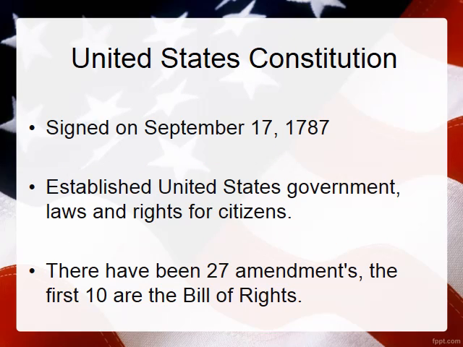Public administration really stems from the United States Constitution and the idea of federalism, which established the three branches of government. The United States Constitution was signed on September the 17th of 1787. It established the United States government and federalism. It established laws and the rights for citizens. Since then, there have been 27 amendments, the first 10 of those known as the Bill of Rights, most commonly the right to free speech, the right to bear arms, those type of things.